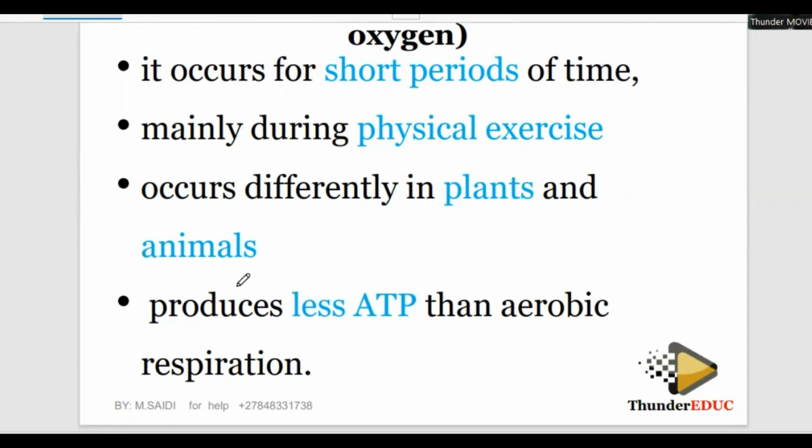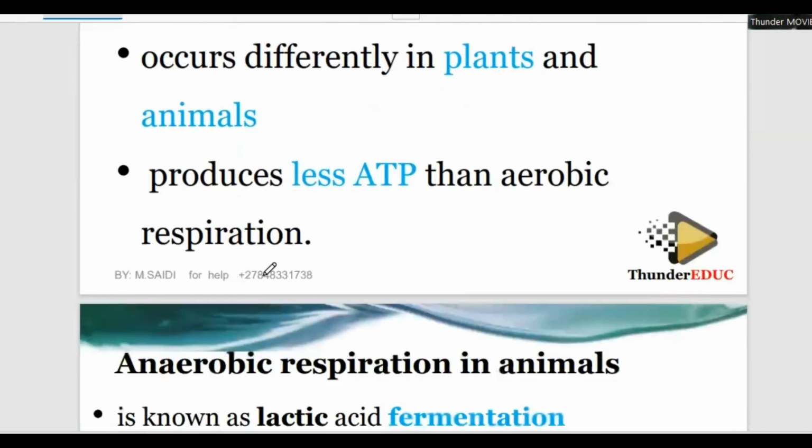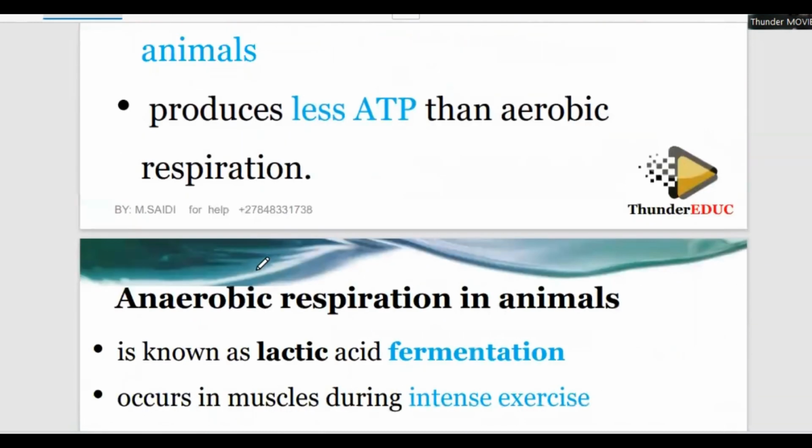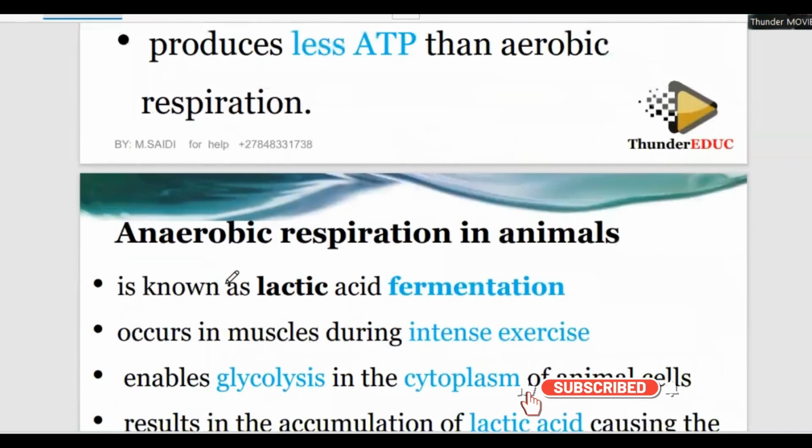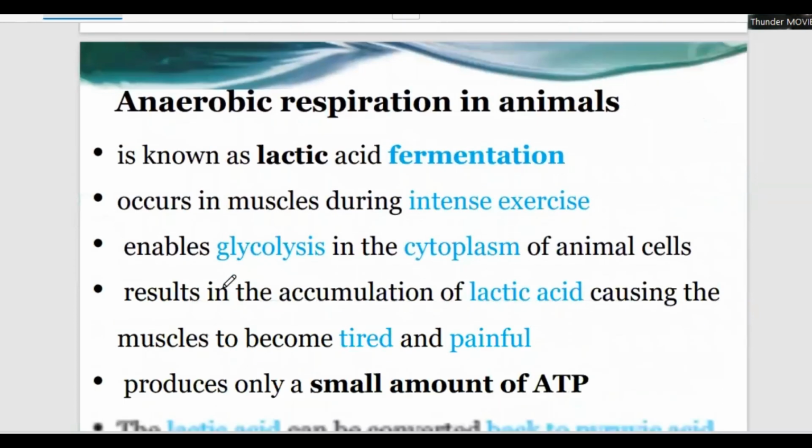We're saying that anaerobic respiration produces less ATP than aerobic respiration. We have anaerobic respiration in plants and anaerobic respiration in animals. Let's look at anaerobic respiration in animals.